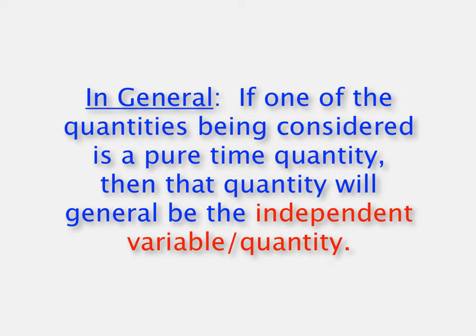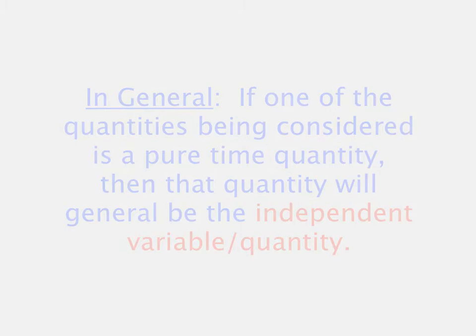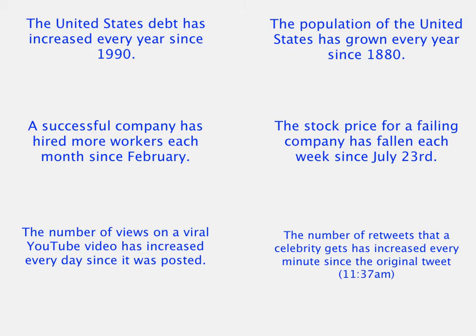One last tip that I find very helpful is, in general, if one of the quantities being considered is a pure time quantity, like seconds or weeks or days or years, then that quantity will generally be the independent variable or independent quantity. So, to finish up, here are 6 more hypothetical situations, and for each, I'd like you to determine the two quantities that are being related and be very specific about that, and then determine which is the dependent quantity and which is the independent quantity.